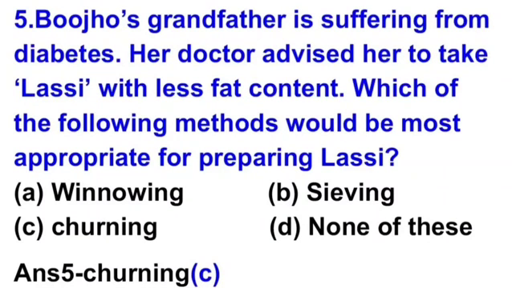Question number 5. Bhoja's grandfather is suffering from diabetes. Her doctor advised her to take lassi with less fat content. Which of the following methods would be most appropriate for preparing lassi? So the answer is churning. Churning is the most appropriate method for preparing lassi. Means option C is correct.